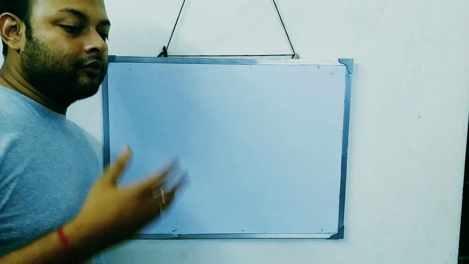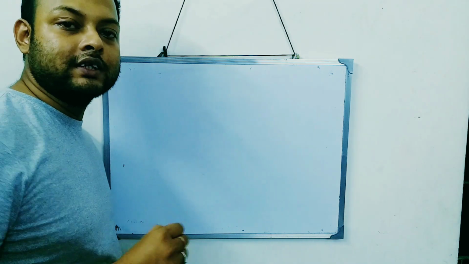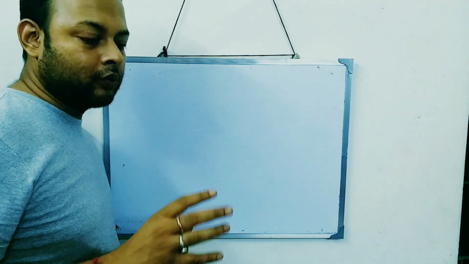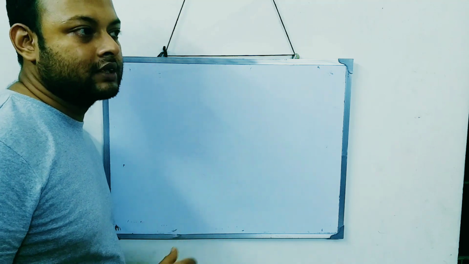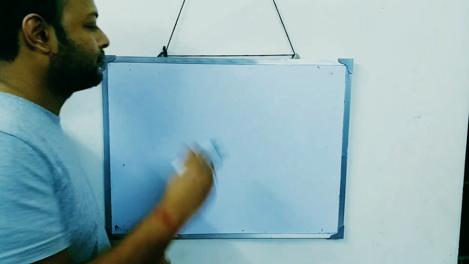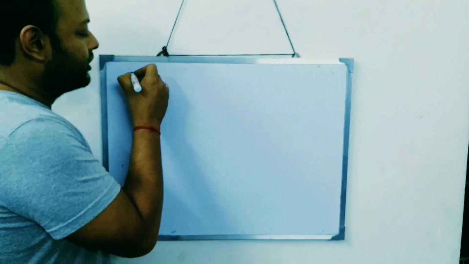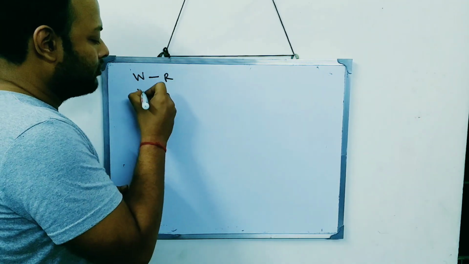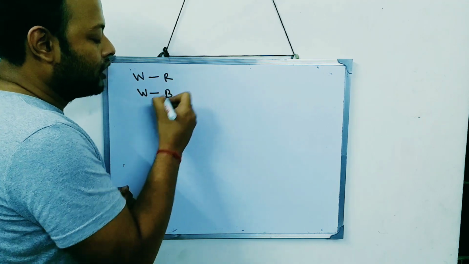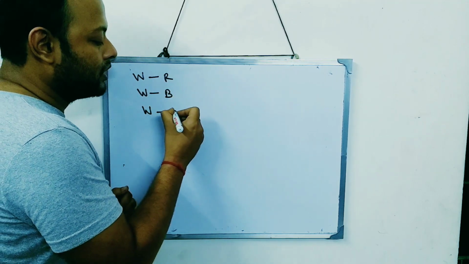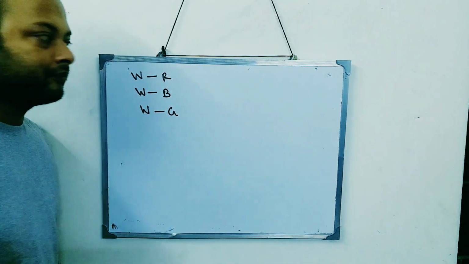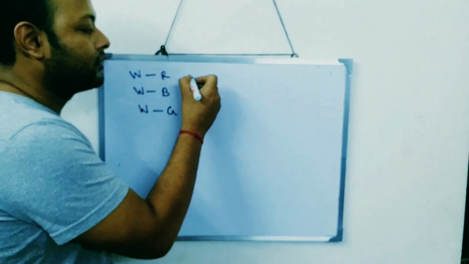So basically we have studied what is color mixing and color subtraction, and the one thing which is left is a few equations that we need to solve. Say an equation is given like from the white light you are subtracting red color, from the white light you are subtracting blue color, and from the white light you are subtracting the green color. So what is the answer of that? See how to solve it.